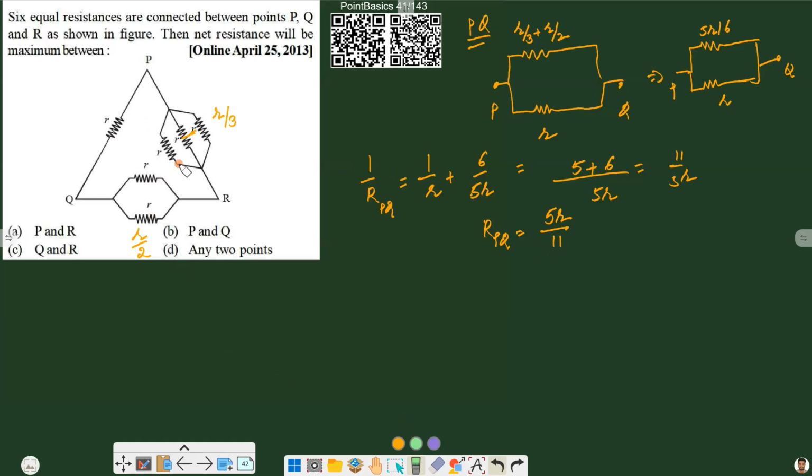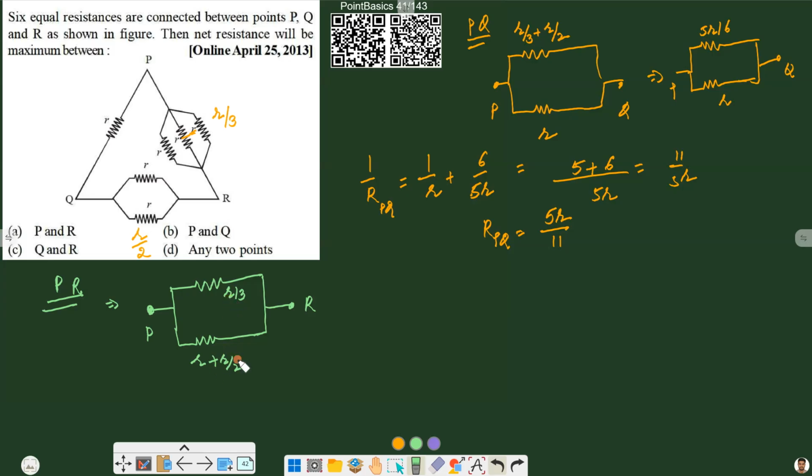Now calculate for PR, the resistance between P and R. Now P and R are connected by this R by 3 resistance and a series combination of R and R by 2 resistance. So their diagram will look something like this. P, we have R by 3 here, and we have R plus R by 2 here, and this is point R.